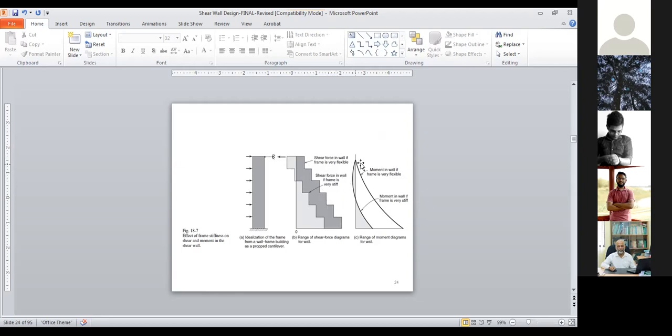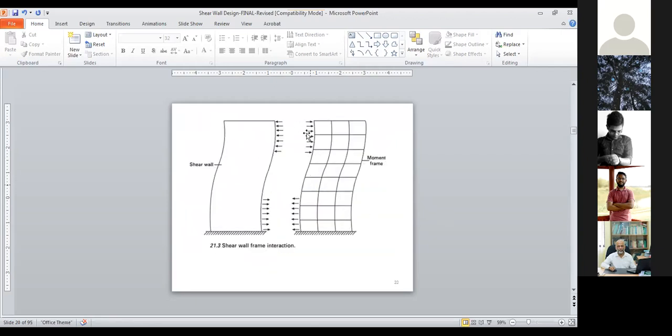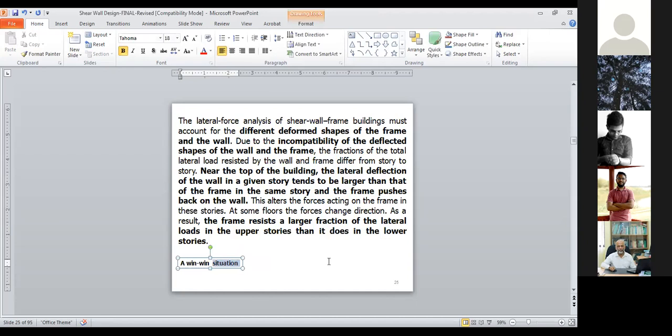And finally your moment, if you have a very flexible system, you will have a very large moment at the base of the shear wall. You can see here the very large moment, but you will reduce the moment if your frame system is stiffer. Because when you have a very good frame system here, this frame system will control these horizontal forces by interaction. So it will reduce the moment and also the deformation of the buildings. So this is actually a win-win situation. I will shortly write here: a win-win situation.